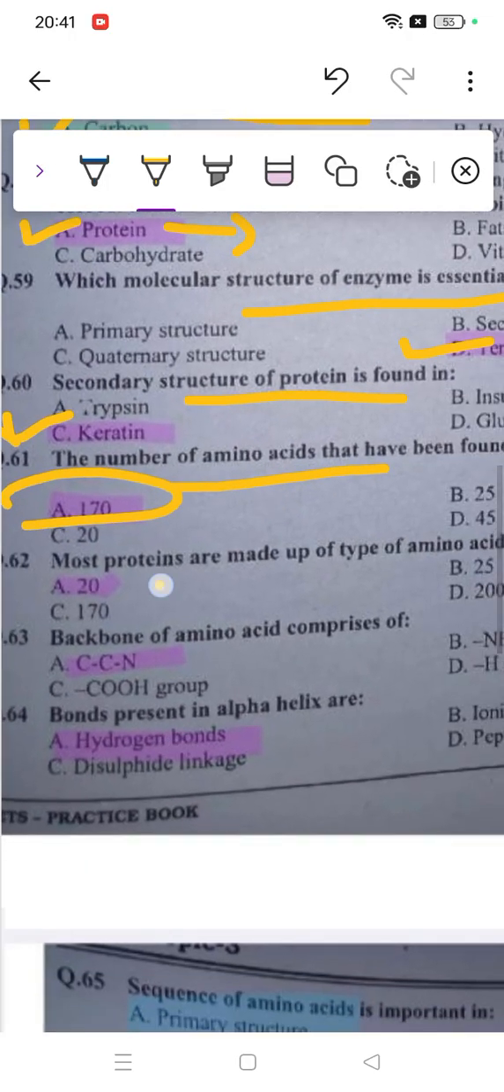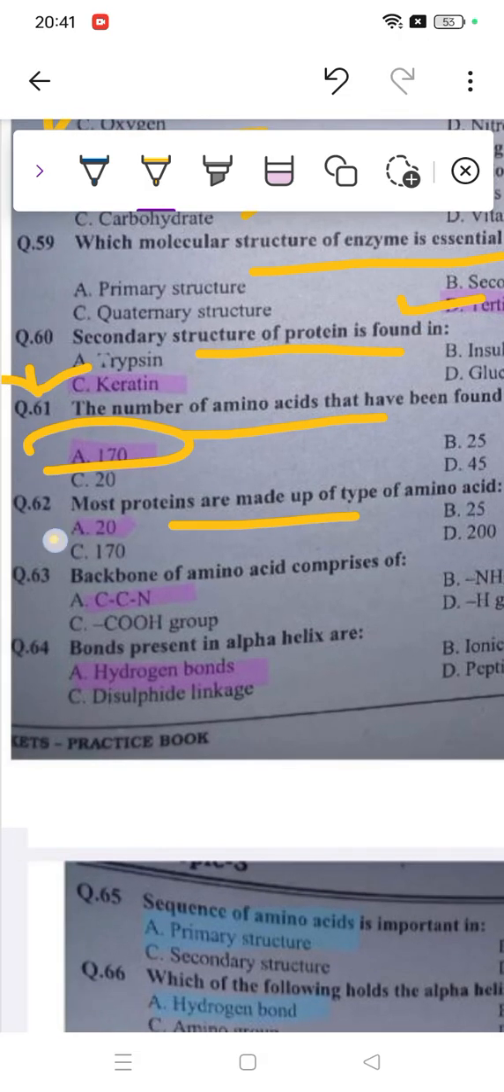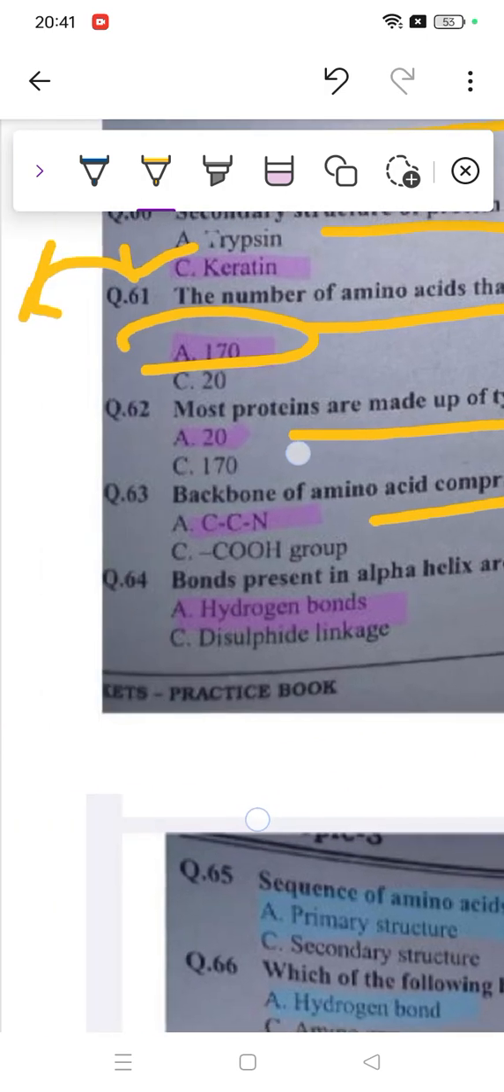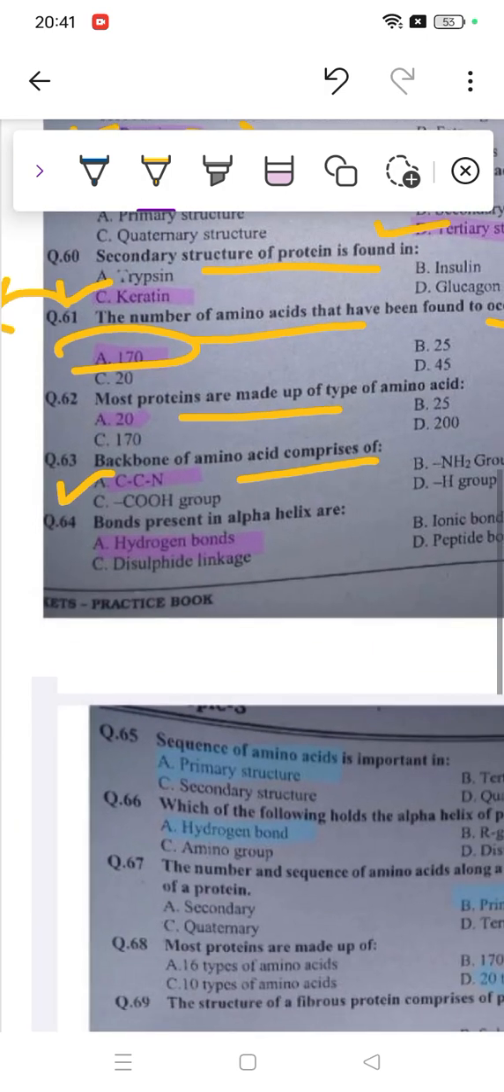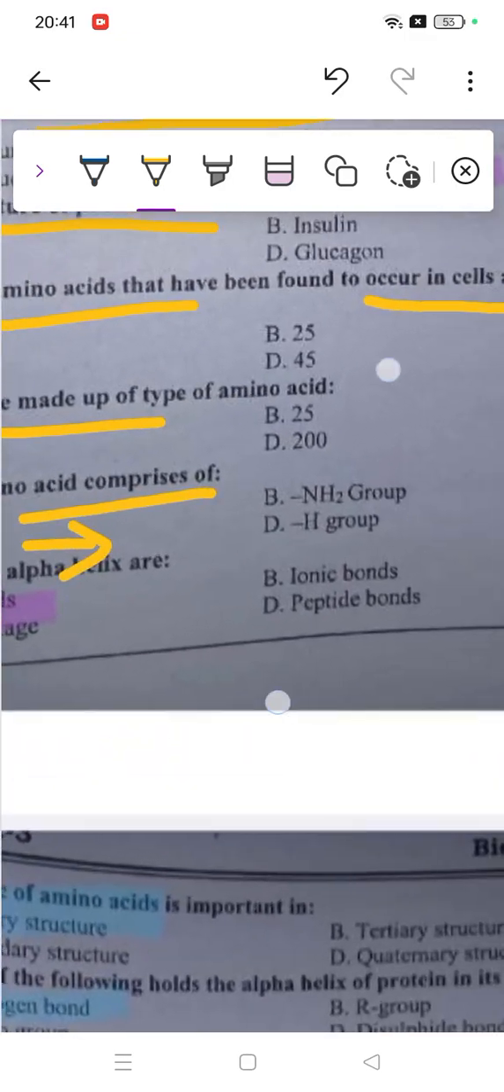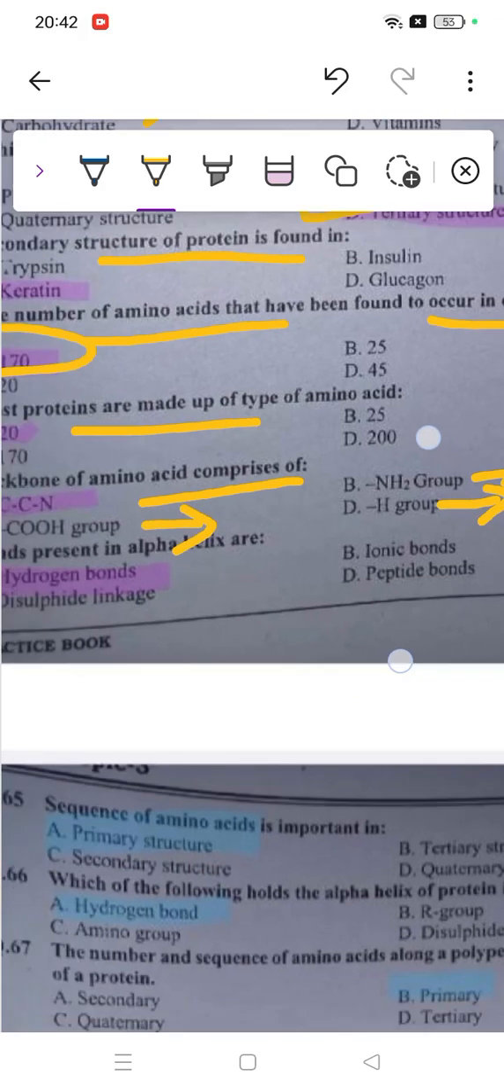Here they are asking most proteins are made up of what type of amino acid. Most of the proteins are made up of some amino acids. Here the answer would be 20. I hope it's clear. Then we have the backbone of amino acid, which comprises carbon to carbon nitrogen, because this is the carboxylic group, and the backbone of amino acid is not the carboxylic group, neither amine, aldehyde, not any of these.